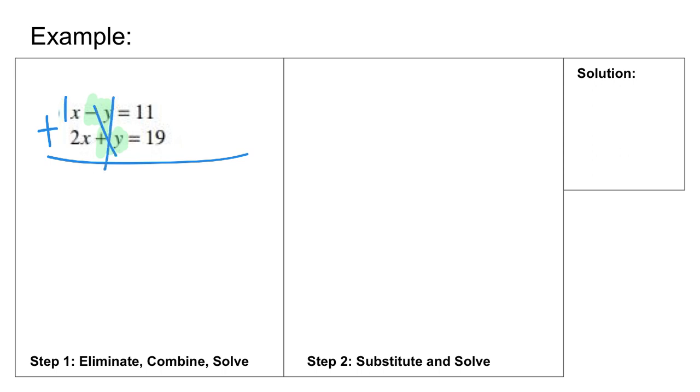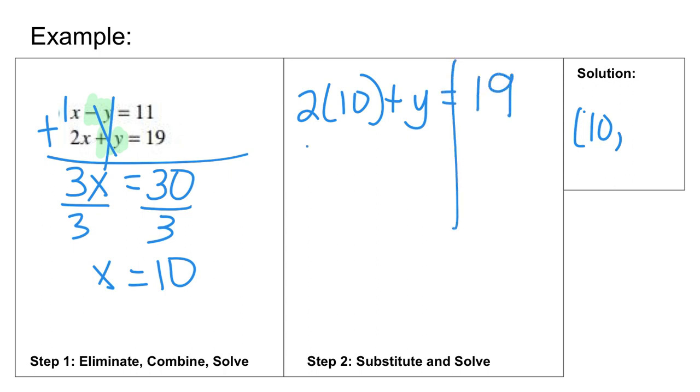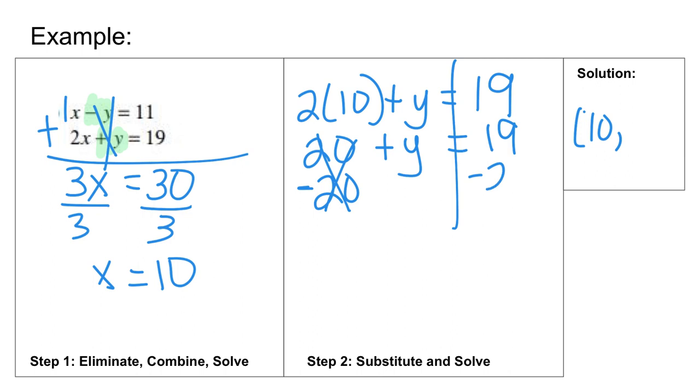And so I'm going to add everything else. 1x plus 2x will give me 3x. 11 plus 19 will give me 30. And I can divide both sides by 3. So that x is 10. So if I know that x is 10, I'm going to substitute that back into one of my two equations. I'm going to do the bottom one to solve for y. So 2 times 10 is 20. And we will subtract 20. And that'll allow my y to equal negative 1.